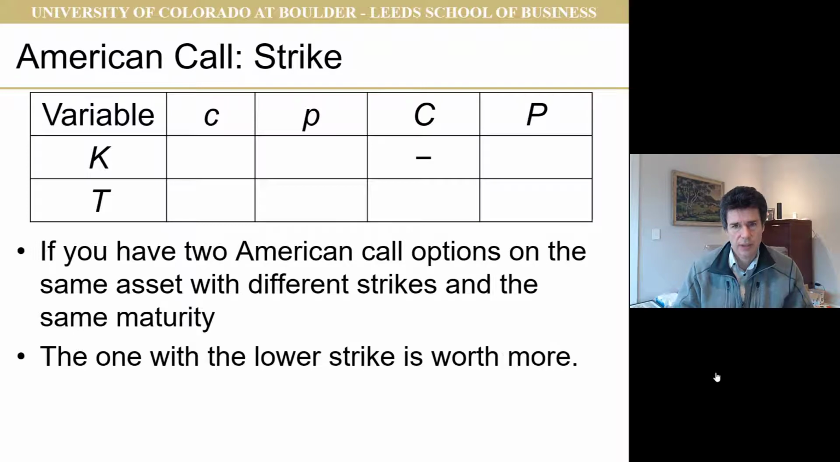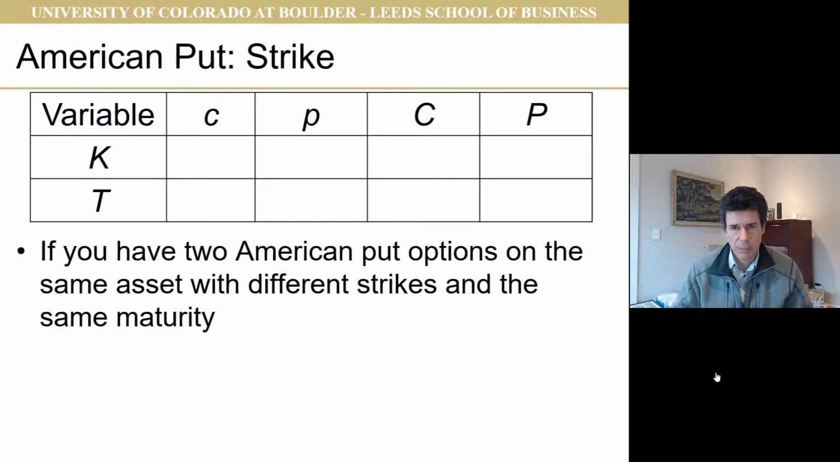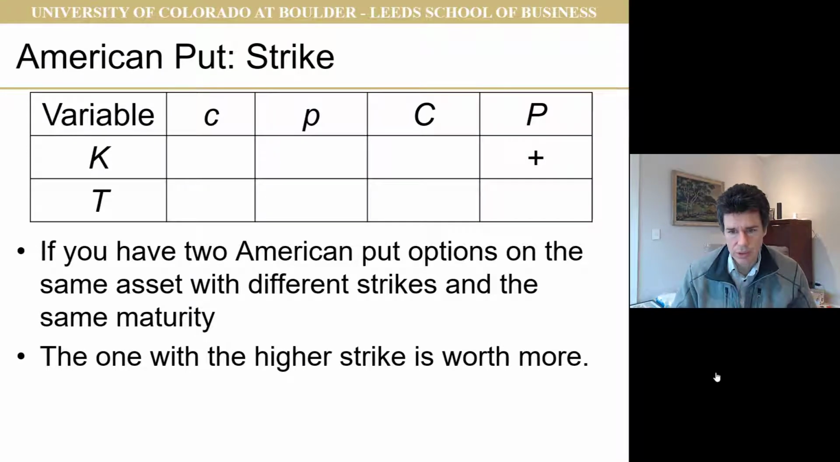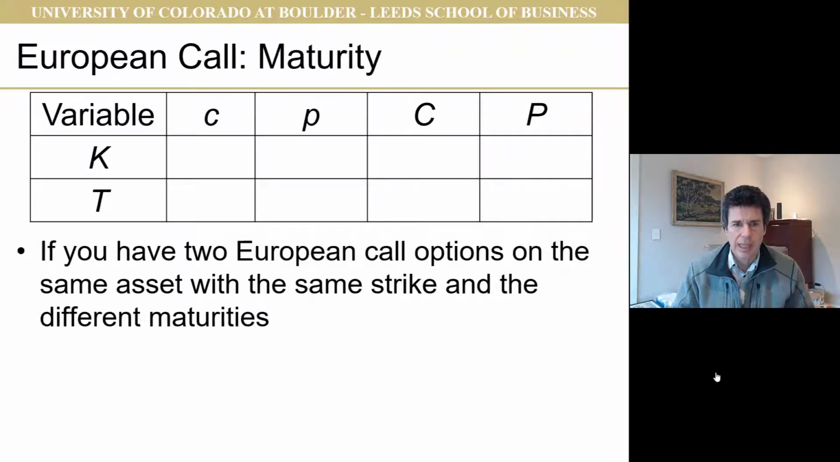American calls are the same. So the one with the lower strike is worth more. And an American put is the same as European puts. The one with the higher strike is worth more. Next, we have to think about maturity. And maturity is a little bit strange and slightly unintuitive.